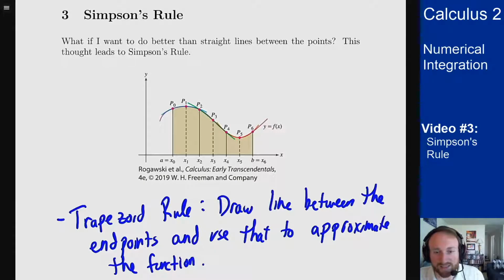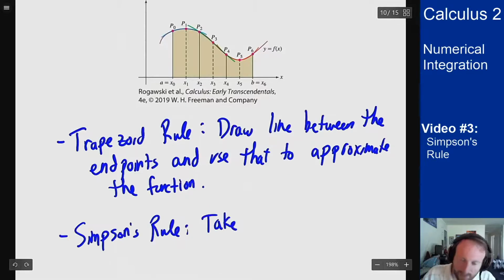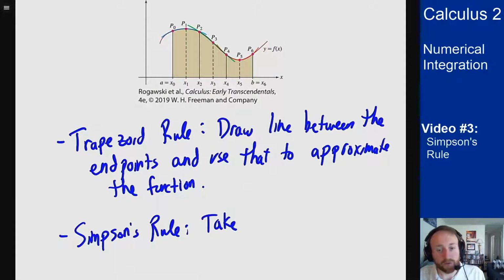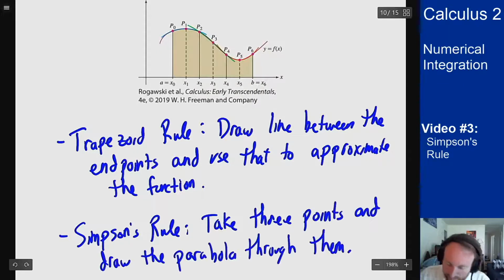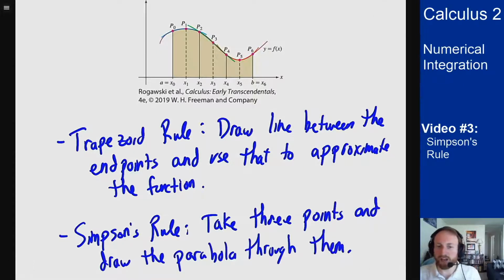So trapezoid rule said, let's take the best fit line to this curve, which is between 2 points, draw the straight line between them, and use that to approximate the curve. Well, Simpson's rule says, what if I do parabolas instead? Now, to do parabolas, I need to take 3 points, not just 2. So I take a set of 3 points, and then want to draw the parabola that goes through those 3 points, and use that to approximate my function in order to find these areas. And then that's going to become the shape that I tile along this curve to give me an approximation to the area under the entire thing.